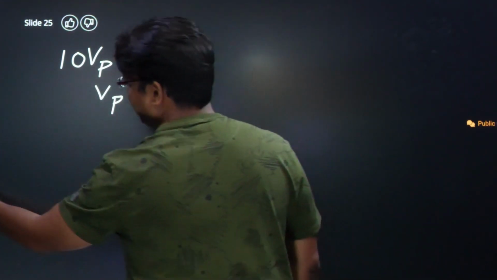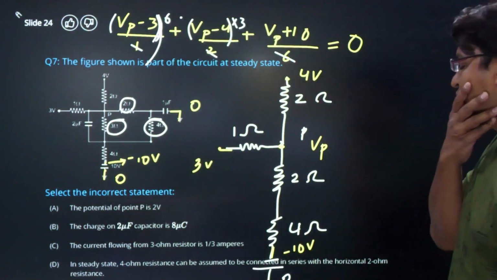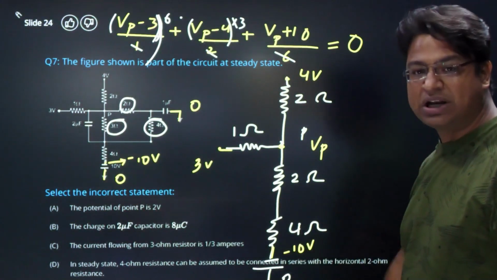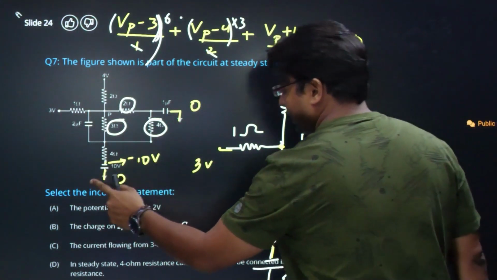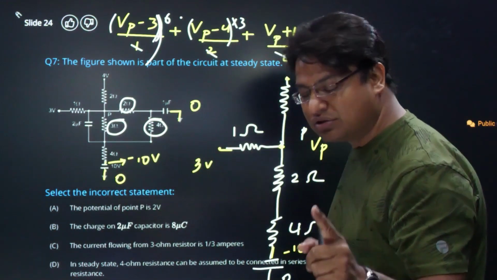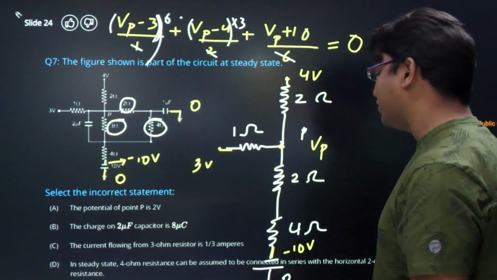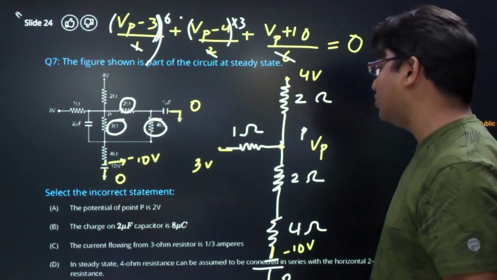All right, so we have obtained Vp. I think that's a big victory. So now we have to select the incorrect statement. So A is correct, therefore it is not the answer. B: Charge on 2 microfarad capacitor is 8 microcoulomb.